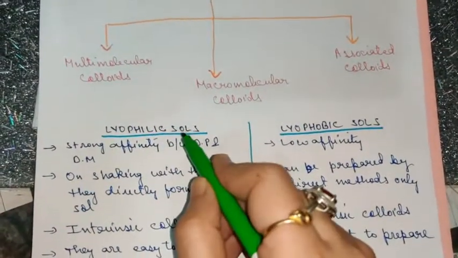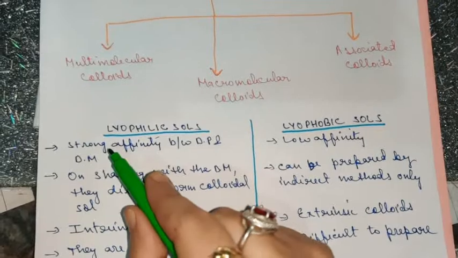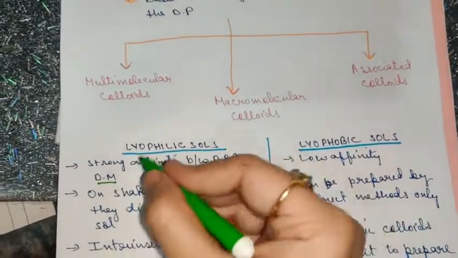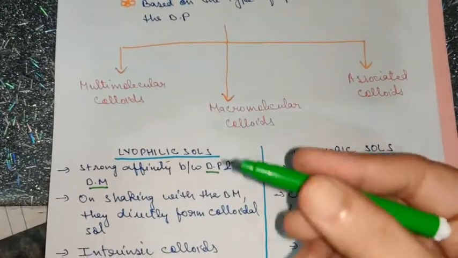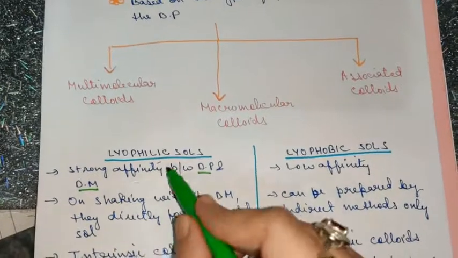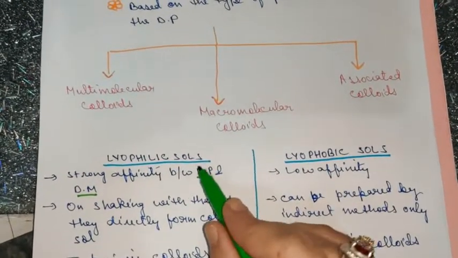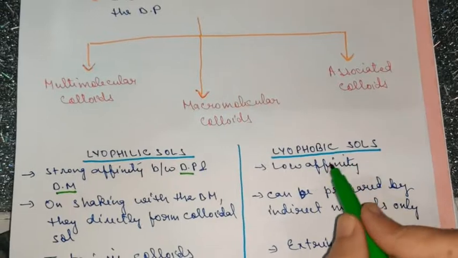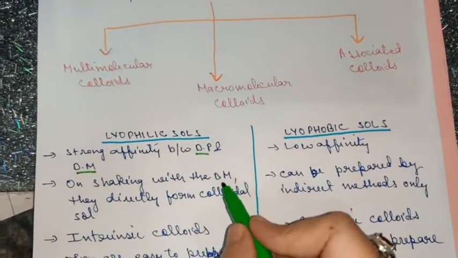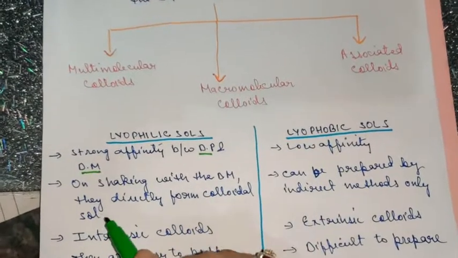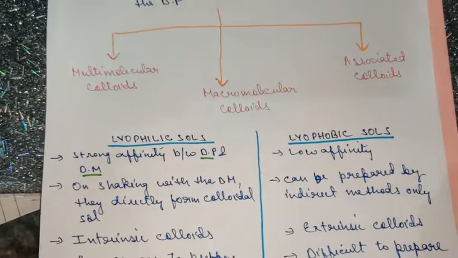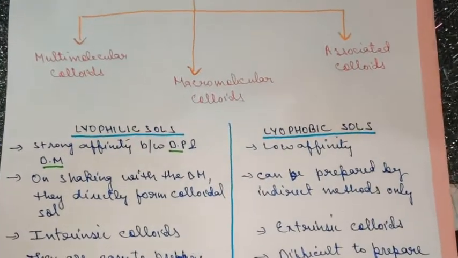So first of all, I am going to take up lyophilic and lyophobic salts. So lyophilic salts are what, children? These are the salts where there is a strong affinity between dispersed phase and the dispersion medium. They are actually liquid loving salts. So obviously there will be a strong affinity between the two, that is dispersed phase and dispersion medium. Lyophobic will have very low affinity because they are liquid hating. On shaking with the dispersion medium, they directly form colloidal salt. That is, if you simply shake the dispersed phase with the dispersion medium, the salts will be prepared by simply shaking. You don't have to put up any extra effort.